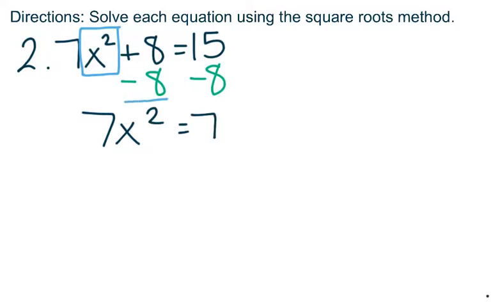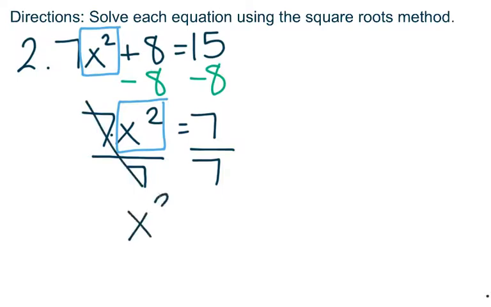Alright, we'll highlight the x squared again because we still don't have it by itself. So remember, the 7 and the x squared are being multiplied, and the way you get rid of multiplication is divide. Whatever you do to one side of the equation, you have to do to the other. So x squared equals 1.